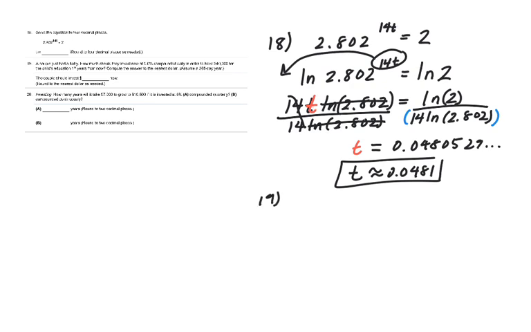19 says, a couple just had a baby. How much should they invest now at 5.6% compounded daily in order to have $40,000 for the child's education 17 years from now? Compute the answer to the nearest dollar. Okay, so let's erase this so we'll have more space.